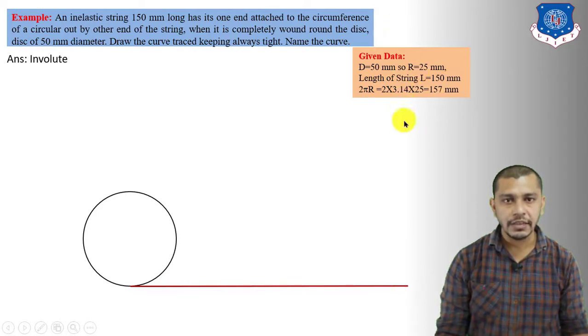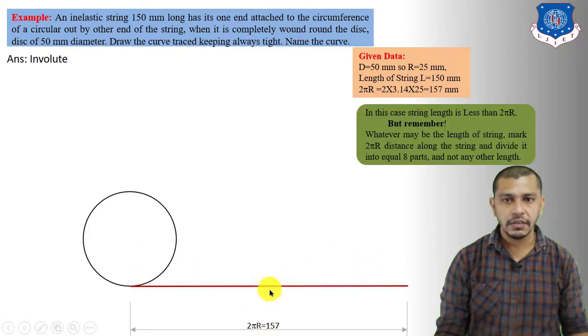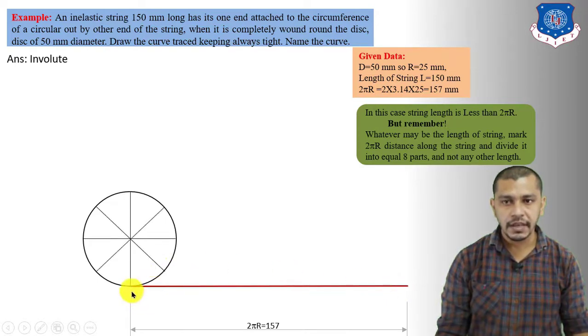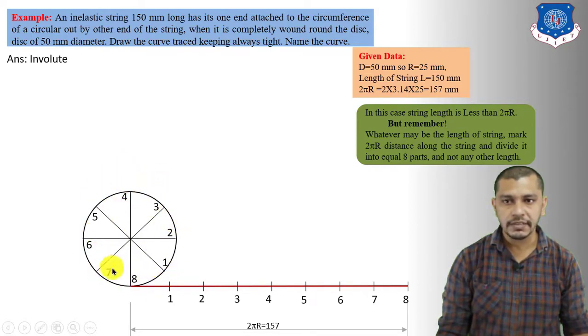Right now don't show the actual length of the string; show the 2 pi r distance with the rounder. In this case the length of the string is less than 2 pi r, but make sure that whatever the string length, first of all mark the 2 pi r distance and make divisions on it. So let us divide the circle into 8 equal parts and this 2 pi r distance into 8 equal parts also, and give the numbering. On the circle: 1, 2, 3, 4, 5, 6, 7, 8. On the string give the numbering like this: 1, 2, 3, 4, 5, 6, 7, 8.